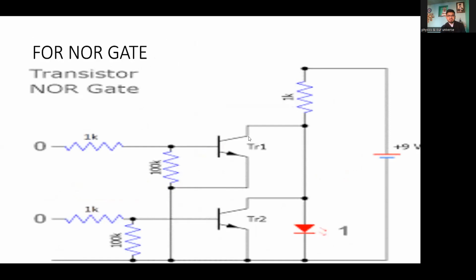We are using two transistors here, T1 and T2. This is the base part, with 1 kilo ohm and 1 kilo ohm resistors. This is the LED here, this is the power supply, and this will be the 100 kilo ohm resistor here. So this is the experimental circuit for the NOR gate.